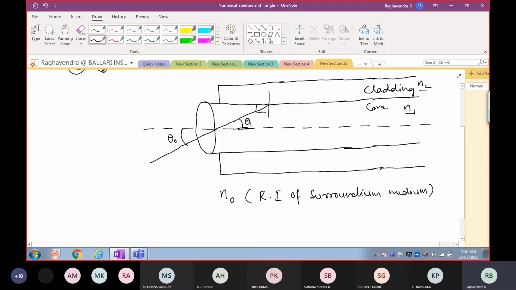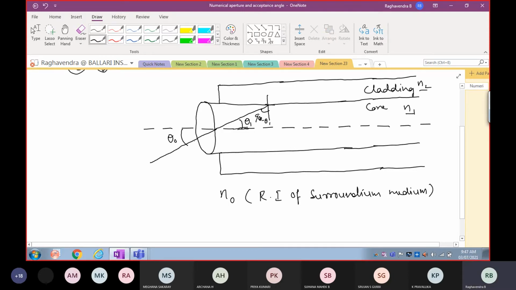So this angle is 90 degrees, right? Yes, sir. Okay, so if this angle is 90 degrees, obviously this angle is 90 minus theta 1. Have you understood this? Yes, sir. So this is 90 minus theta 1.